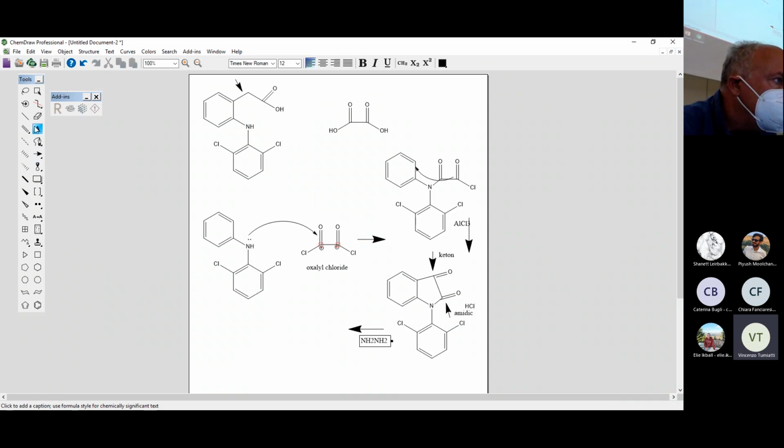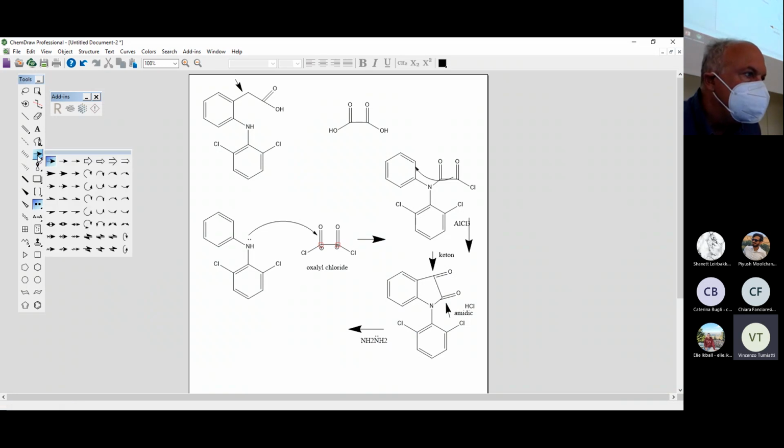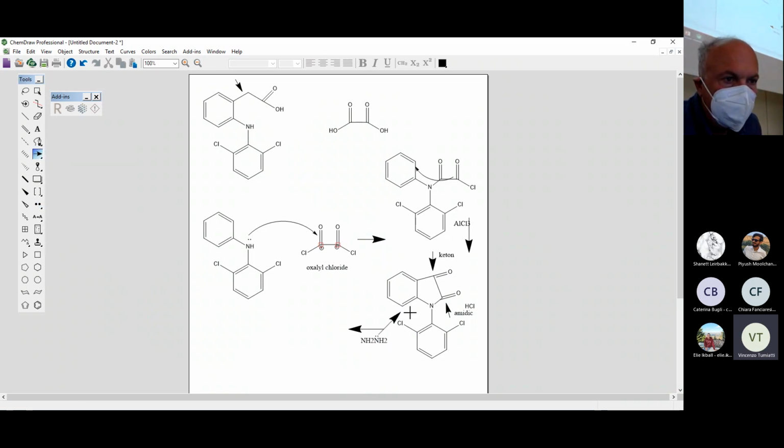Once again, hydrazine has a lone pair because we have two nitrogen atoms, if you see. One of these is able to give an attack directly on the carbonyl of the ketone function, and not on the carbonyl of the amidic function.